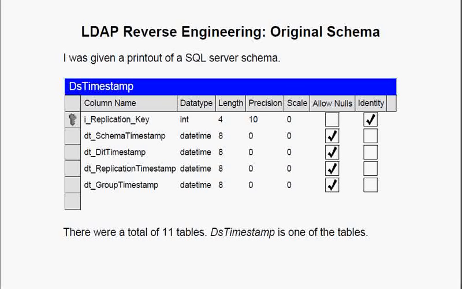One of the interesting things about LDAP is there are 11 tables, and some store metadata, some store data. So LDAP's tables store the model, and other LDAP tables store data that adhere to the model.